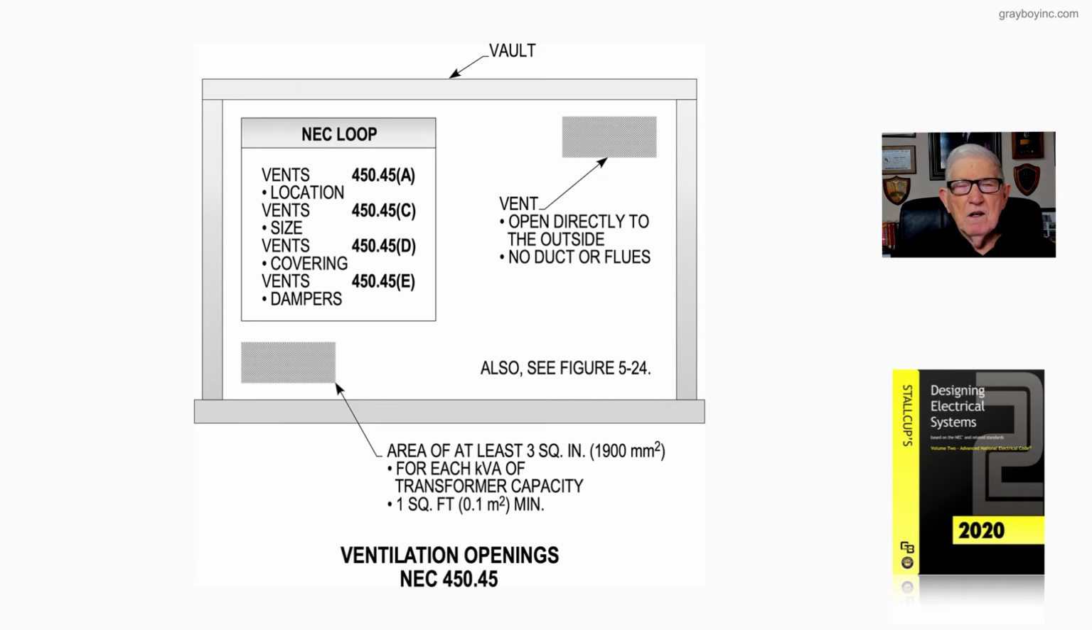duct or flues. What you would really have to do if you didn't have the vault designed to the outside wall, then you would have to bring in mechanical ventilation in accordance with NFPA 30. But notice the area of your vent is at least 3 square inch for each kVA of transformer capacity, and then 1 square foot area minimum. And that's what our figure 20-31 is illustrating, dealing with a vault that houses transformers.